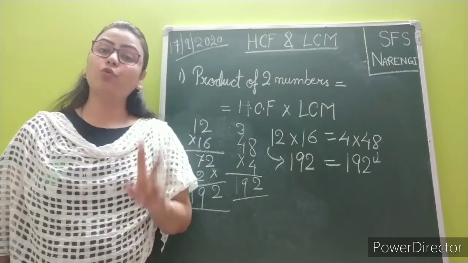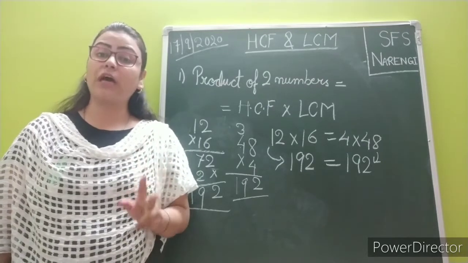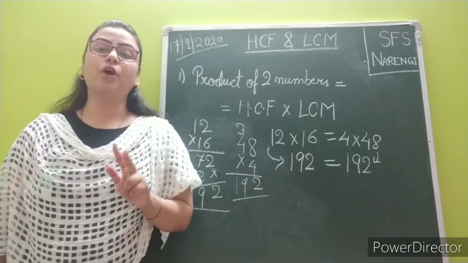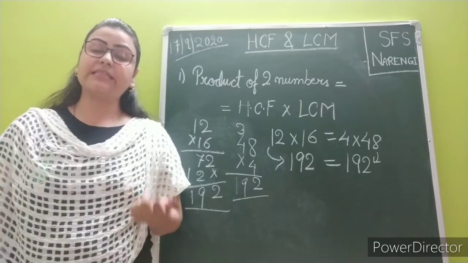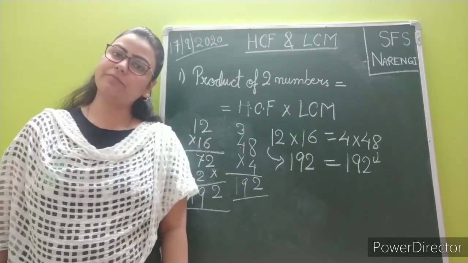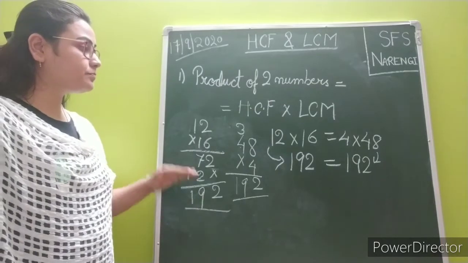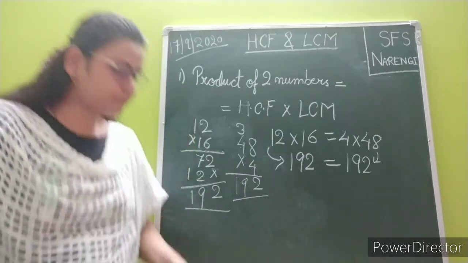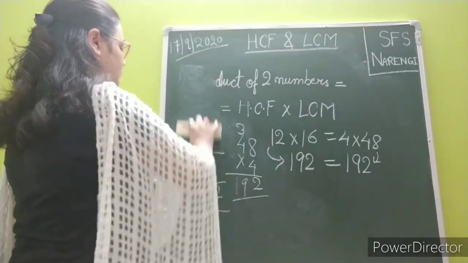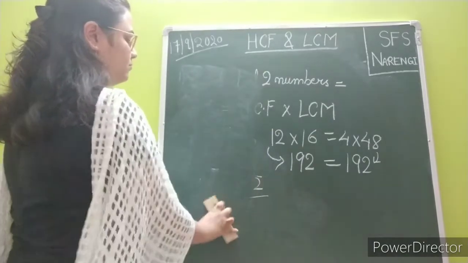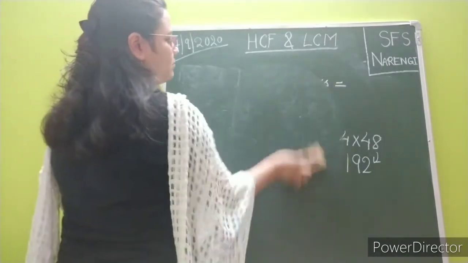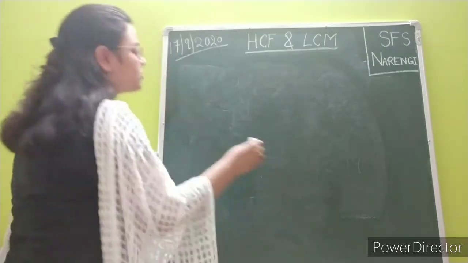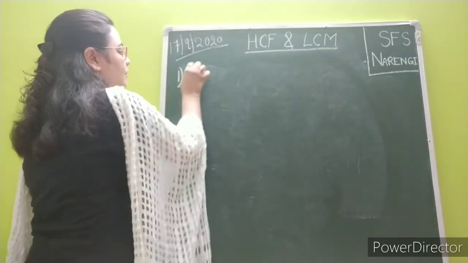The product of two given numbers will always be equal to the product of their HCF and their LCM. Clear, children? Okay. So this was fact number 1. Now, if we talk about fact number 2, I'll just keep on writing it point wise, okay?